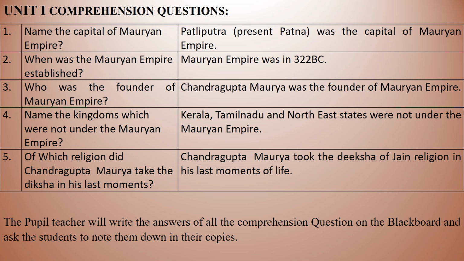The fourth question the teacher will ask is to name the kingdoms which were not under the Mauryan rule. Kavita will answer Kerala, Tamil Nadu and Northeast were not under the Mauryan Empire. And then the last question which the teacher will ask, of which religion did Chandragupta Maurya take the Diksha in his last moments? Pallavi will answer that Chandragupta took the Diksha of Jain religion in his last moments of life. The teacher should write the answers of all the questions on the blackboard and ask the students to note them down in their copies.